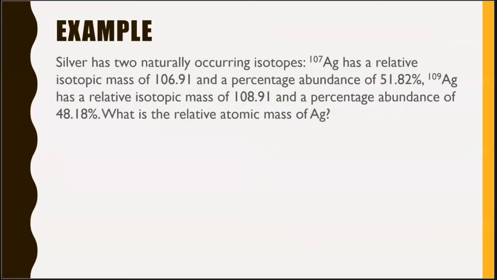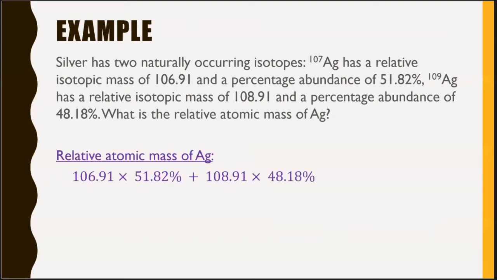Now, here is another example using silver. Silver also has two naturally occurring isotopes. Their isotopic masses are given in the question with their respective abundance. Therefore, the calculation goes: each of the isotopic masses times their respective abundance. We can always expect the final answer to be lighter than the heaviest isotope, but heavier than the lightest member of the family.